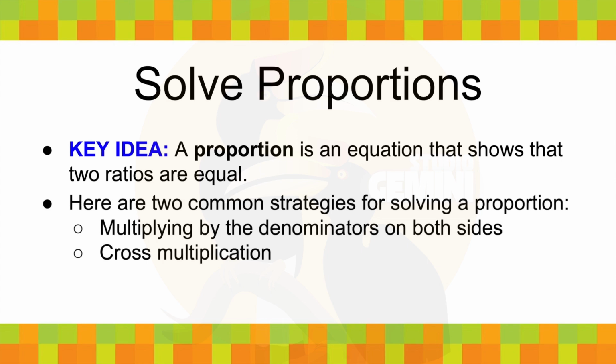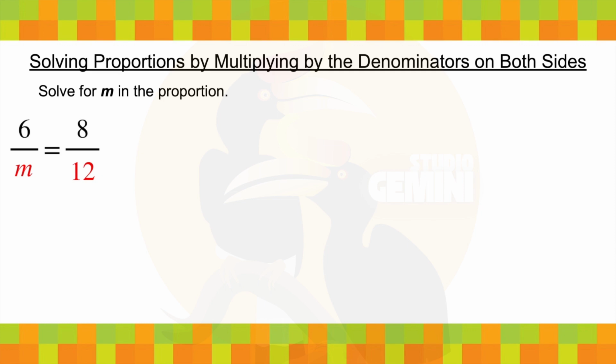There are two common strategies we can use to solve a proportion, either by multiplying by the denominators on both sides, or by using cross multiplication. Let's look at an example in which we multiply by the denominators on both sides. We're given the problem, solve for m in the proportion 6 over m equals 8 over 12.